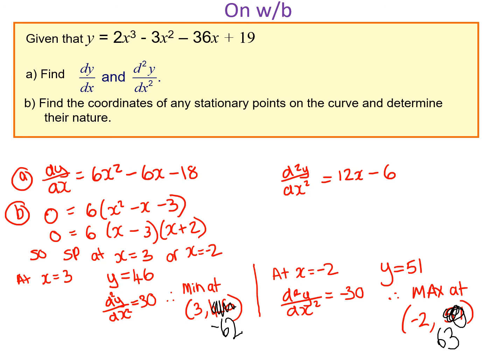You may not have done the bracketing, you might have just put that straight in your calculator here. You can solve that in your calculator if you wish and get straight to x is 3 and x is minus 2. But solving it obviously equal to 0.